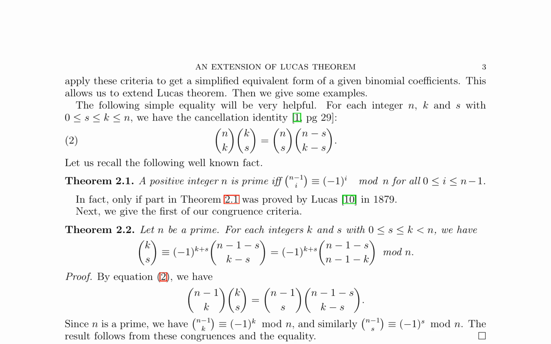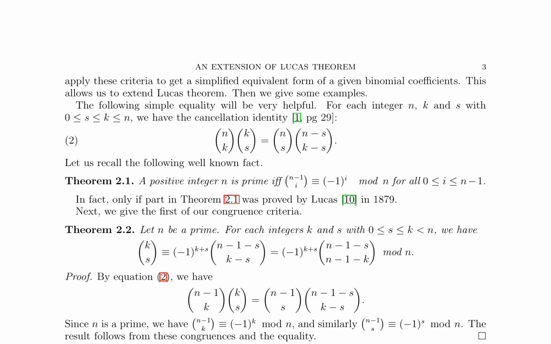A crucial cancellation identity for binomial coefficients is introduced, stating that for integers n, k, and s with 0 ≤ s ≤ k ≤ n, we have $\binom{n}{k}\binom{k}{s} = \binom{n}{s}\binom{n-s}{k-s}$.